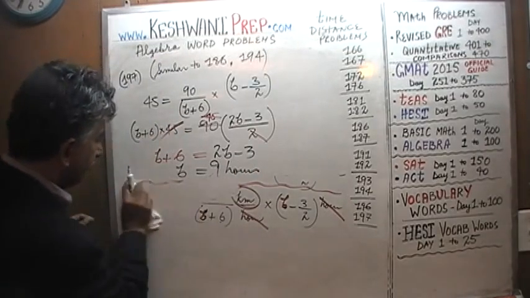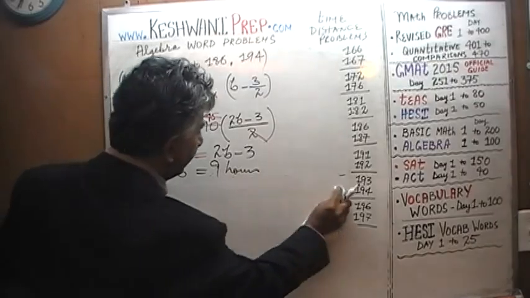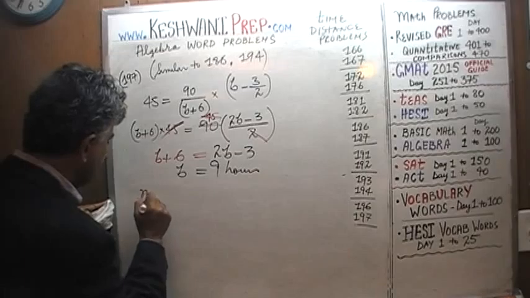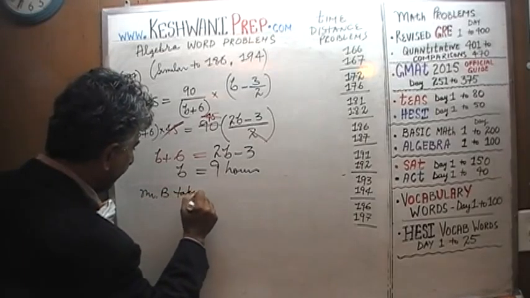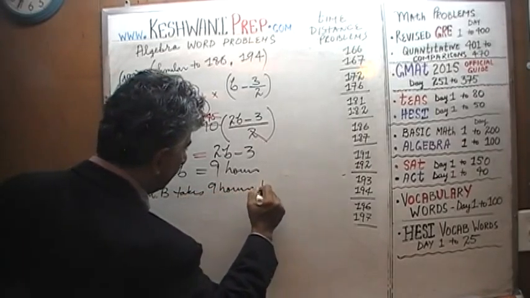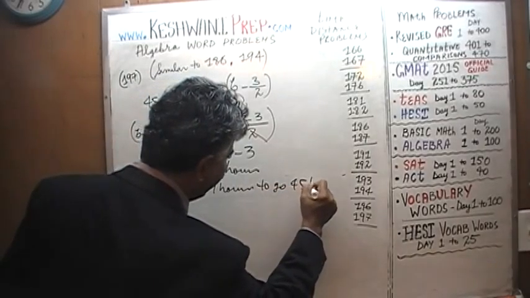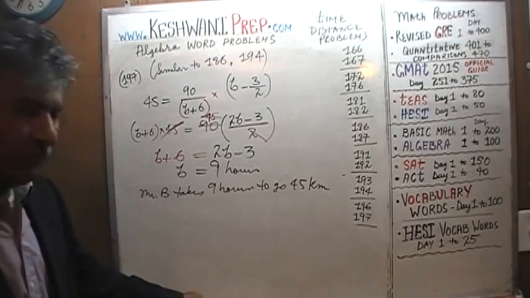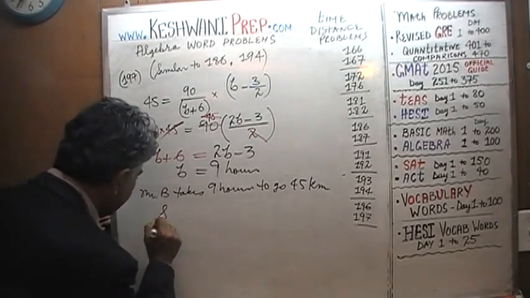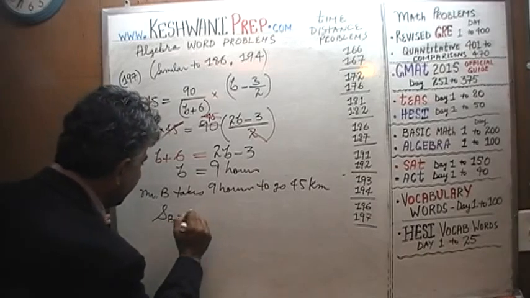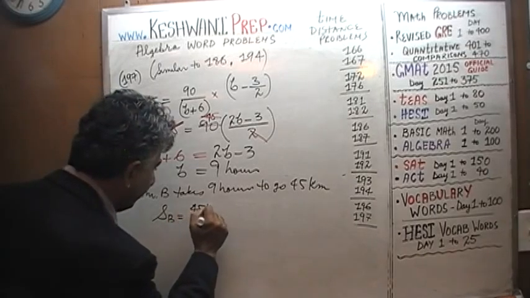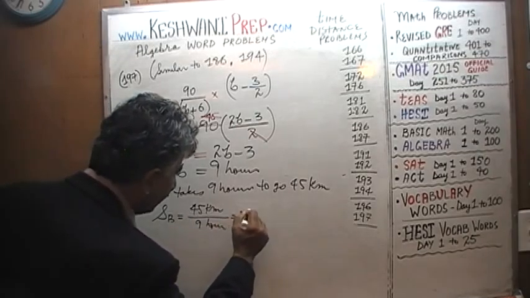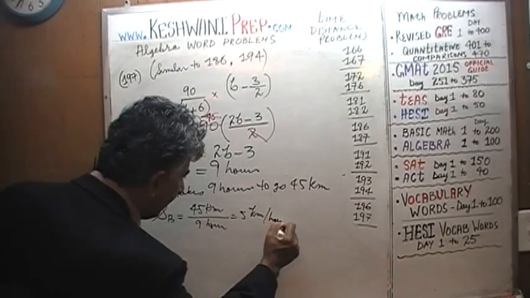B takes 9 hours. So that tells us that Mr. B takes 9 hours to go 45 kilometers. Well, that's very straightforward. If it takes 9 hours to go 45 kilometers, that implies that Mr. B's speed must be 45 kilometers over 9 hours, 45 divided by 9, he must have been going 5 kilometers per hour.